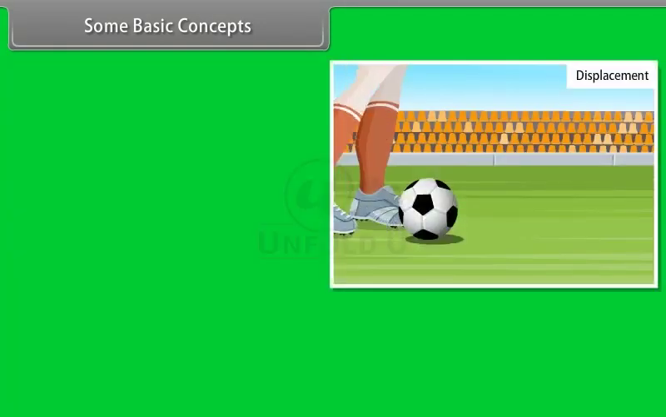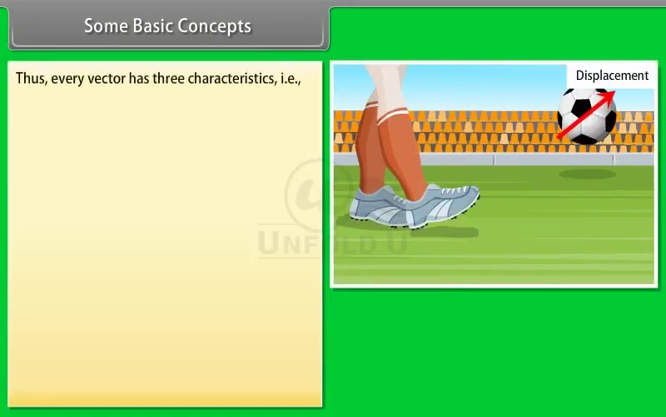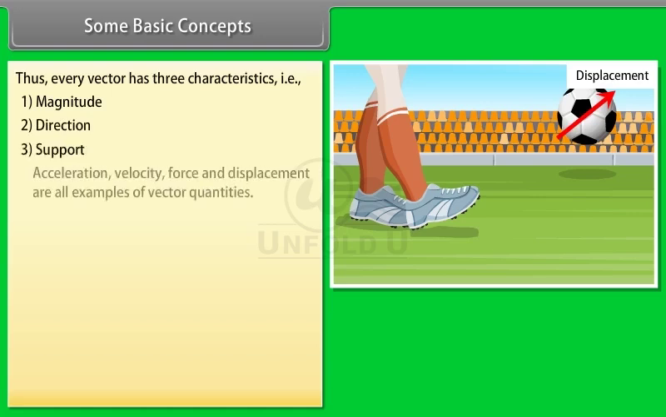Practical example of vector. Thus, every vector has three characteristics, that is, one, magnitude, two, direction, and three, support. Acceleration, velocity, force, and displacement are all examples of vector quantities.